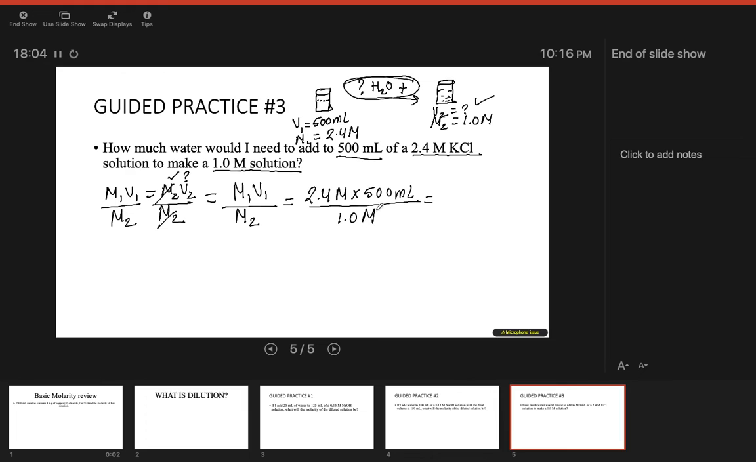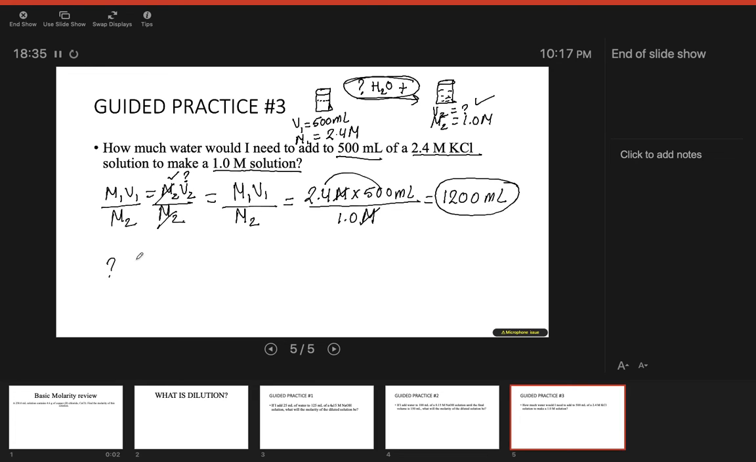Now let's look at things that can cancel out. Units. Molarity cancels out, right? Anything divided by 1 is anything. So the only thing you have to do is multiply these two. When you multiply those two, you end up with 1200 milliliters. So this right here is going to be my final volume.